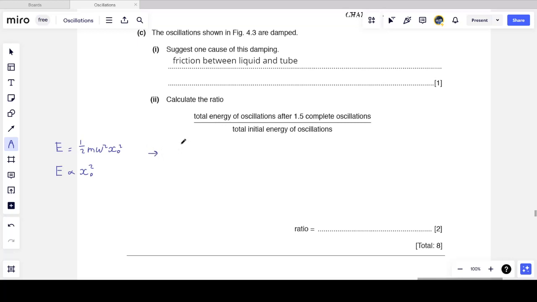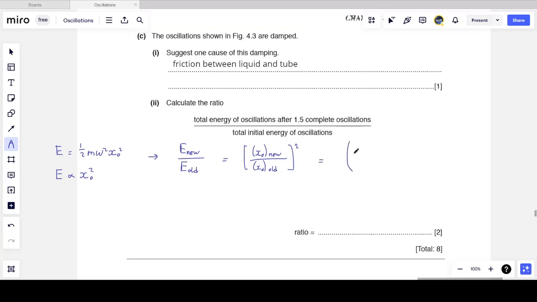Aha! So that means that if I were to take the new energy, the energy after 1.5 oscillations divided by the initial energy, E old, what I'll get is that those constants, half m omega, disappear, and I get that this will be equal to the new amplitude squared divided by the old amplitude squared, or simply new amplitude divided by old amplitude all squared, which is easier to do.